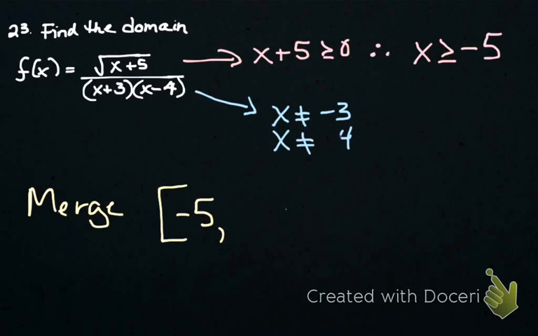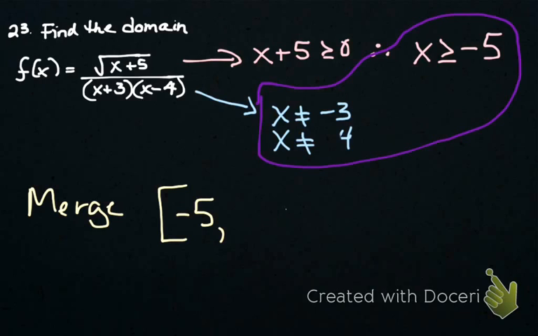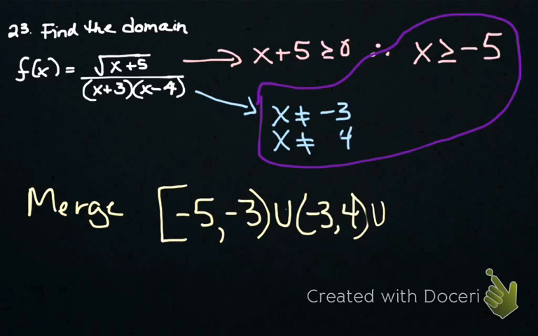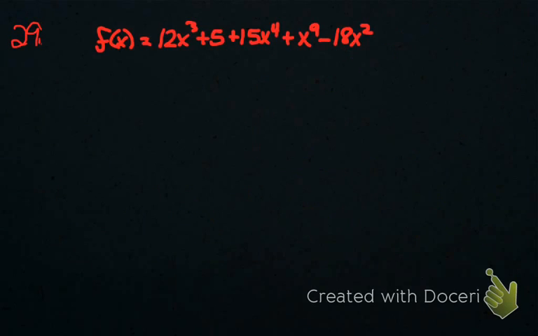Now what I have to do is to merge all of these. Now you could actually leave your answer like this, but if you're writing an interval notation, you could merge it, which means you're going to start at -5, travel to -3, jump over the -3, travel to 4, jump over the 4, and then off to infinity you go. And that would be the answer.